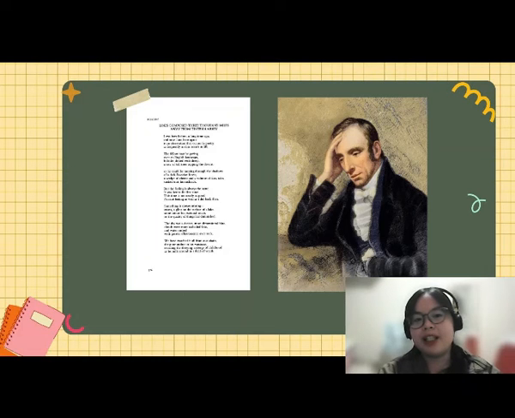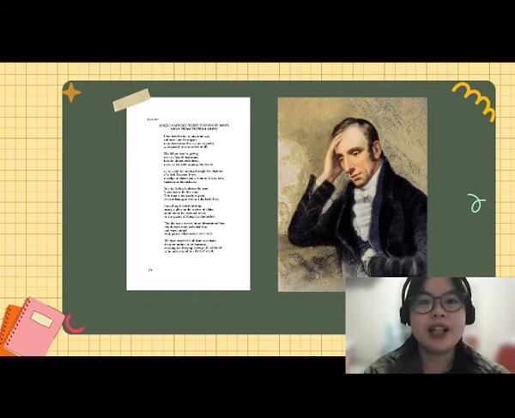So poems about, for example, the origin of the world or the origin of the earth. One great example is written by William Wordsworth, which is the Lines Written a Few Miles above Tintern Abbey.